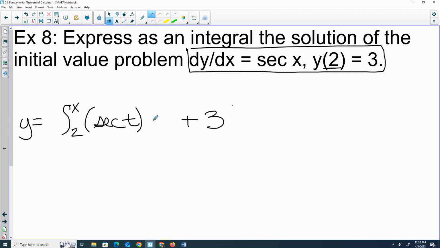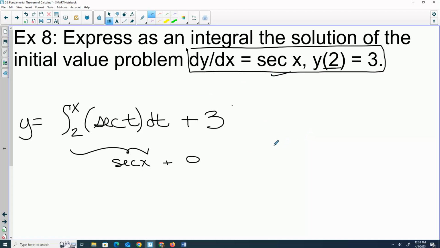Okay, the integral is just this part. My variable is t, so dt. So it's basically saying you do the integral, you add 3 on the end. It's not a unique solution, not the only solution, but it fits the requirements. If you did the derivative of this integral, they would cancel, replace the t with an x. What's the derivative of 3? 0. So it fits that requirement.